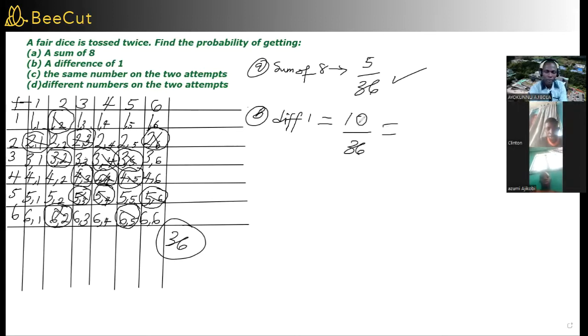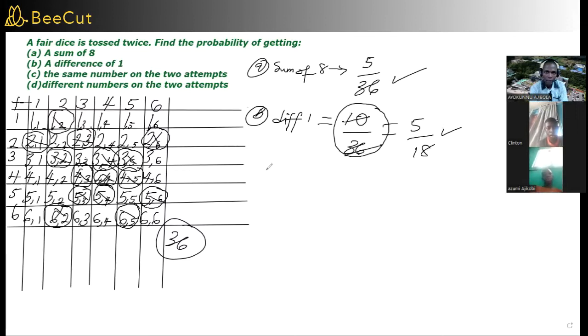10 over 36. And 2 here is what? 5. 2 here is what? 18. So you won't meet this particular answer in the objective question, but you meet this answer because you have to reduce to the lowest terms. Okay?